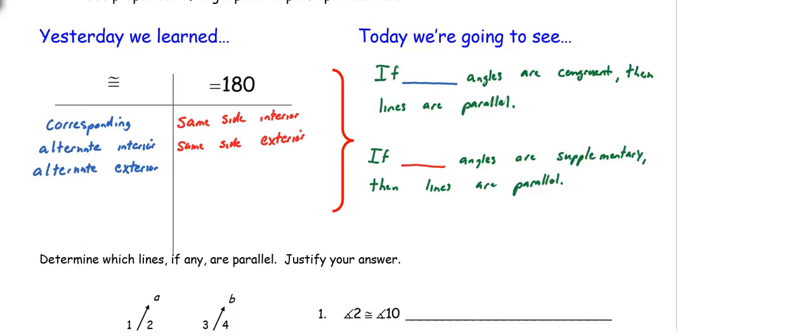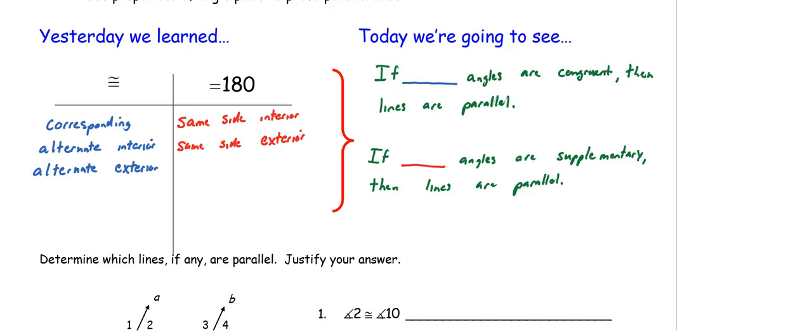This video is about using the properties of angle pairs to prove that lines are parallel. So yesterday we learned that corresponding angles, alternate interior angles, and alternate exterior angles are congruent. We also learned that same side interior angles and same side exterior angles are supplementary when we have parallel lines. Today, we're going to use the reverse.